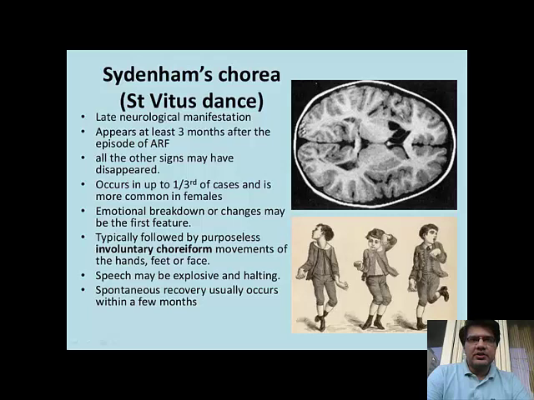Now, this is a late manifestation, appearing at least 3 months after an episode of acute rheumatic fever. Generally, by this time, all signs of inflammation disappear. This is involuntary. There is emotional breakdown as well. Speech may be explosive and halting, and spontaneous recovery occurs within a few months, though sometimes drugs like haloperidol are also given.